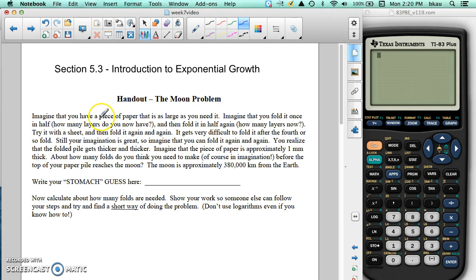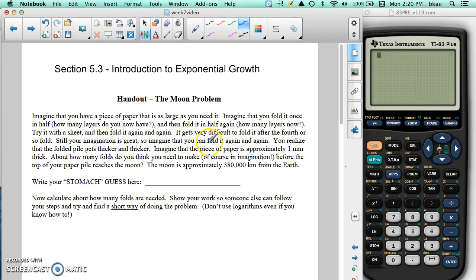Well, hopefully you have two. You fold it in half again, you're going to have 4 layers. You try this with a sheet and fold it again and again. It gets very difficult after the fourth fold or so because the paper gets really thick. Still, your imagination is great, so you imagine you can fold it again and again. You realize that folded paper piles up, gets thicker and thicker.